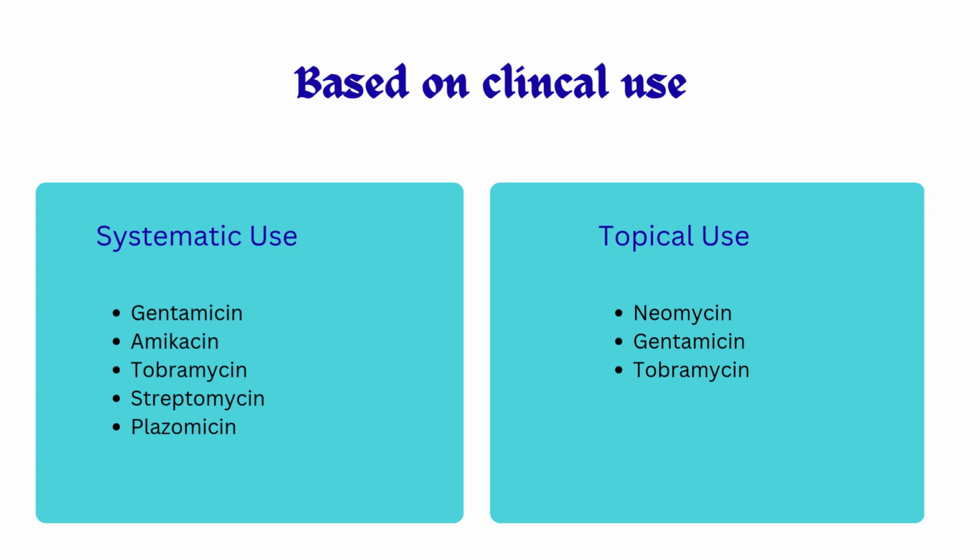Topical aminoglycosides. Topical aminoglycosides are applied directly to the skin, eyes, or ears to treat localized infections. The commonly used topical aminoglycosides are neomycin, gentamicin, and tobramycin. These agents are frequently found in creams, ointments, eye drops, and ear drops for the treatment of superficial bacterial infections. An important point to remember is that gentamicin and tobramycin can be used both systemically and topically, depending on the clinical condition and route of administration.